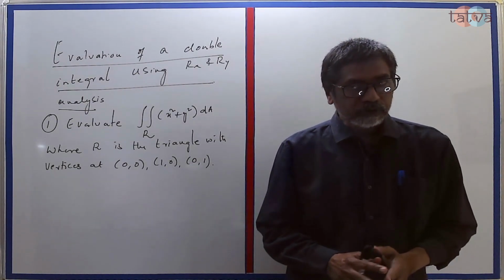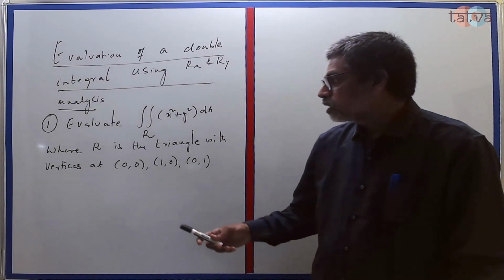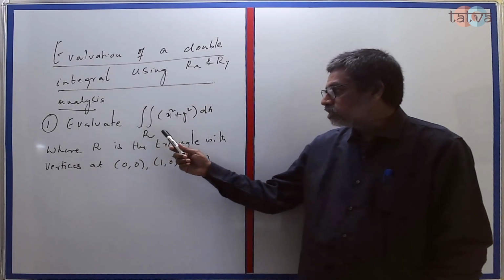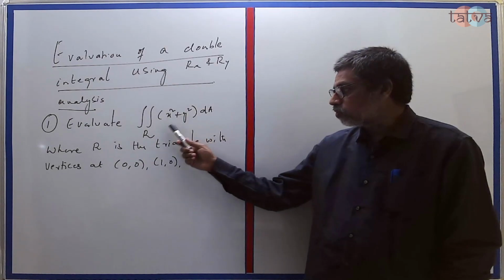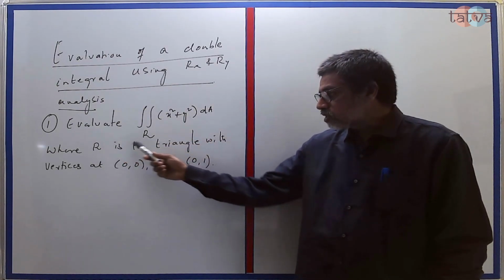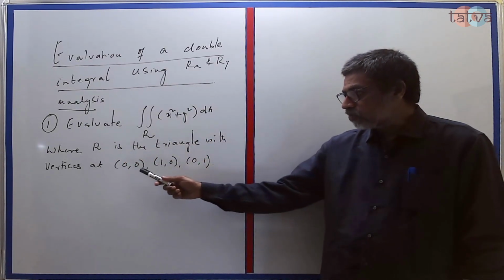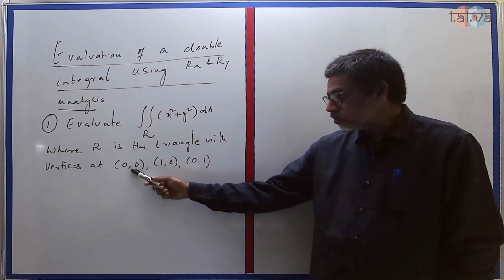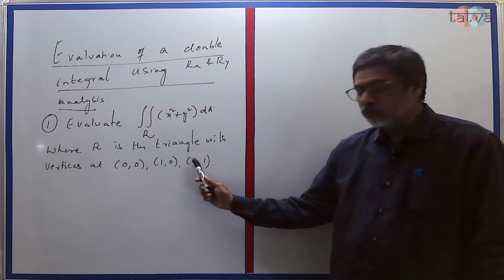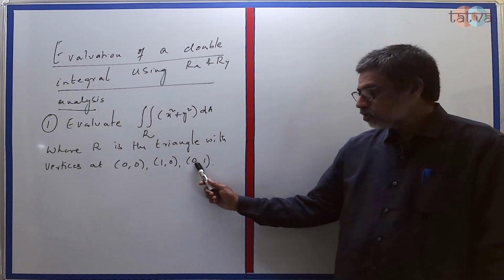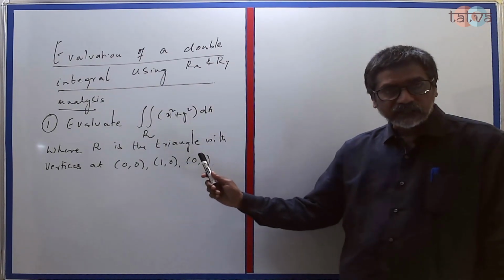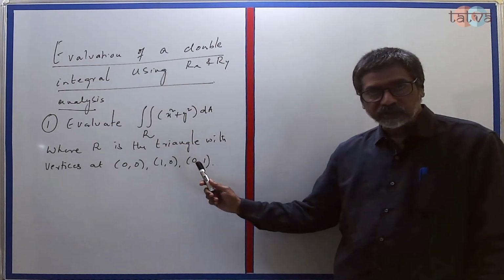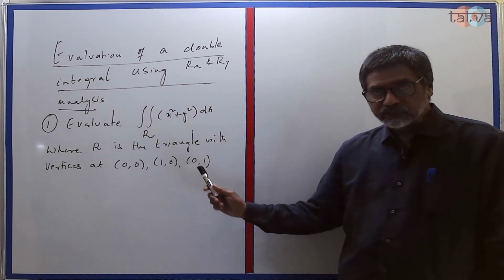My first problem is where I have to double integrate the function x squared plus y squared over R, where R is a triangular region having vertices at (0, 0), (1, 0), (0, 1). So let me show you how exactly this region looks like before we analyze whether it's an Rx region or an Ry region, and then fix the limits.